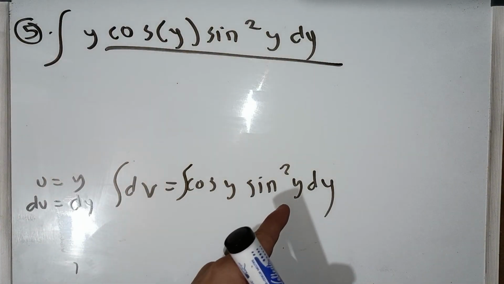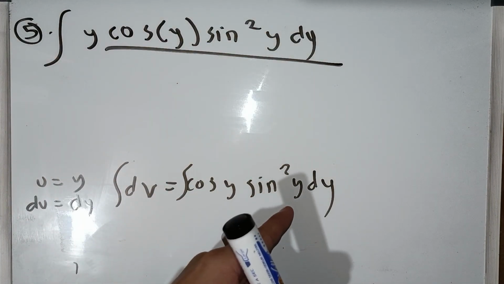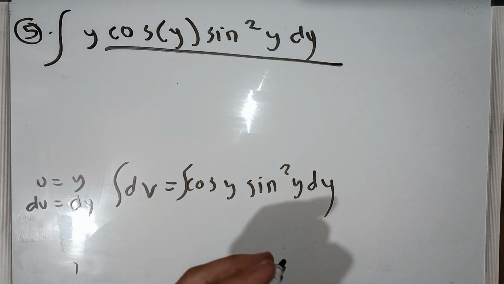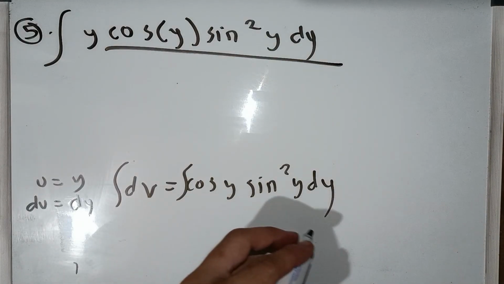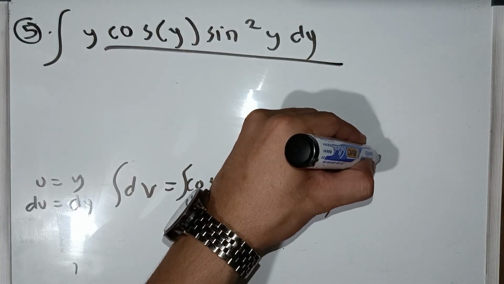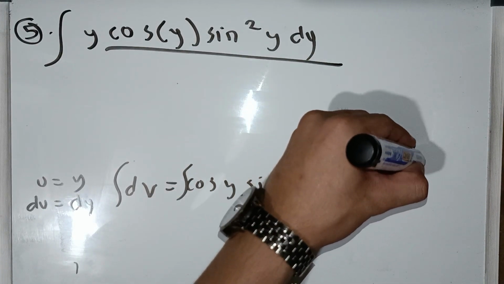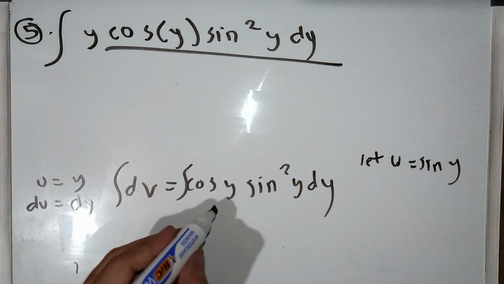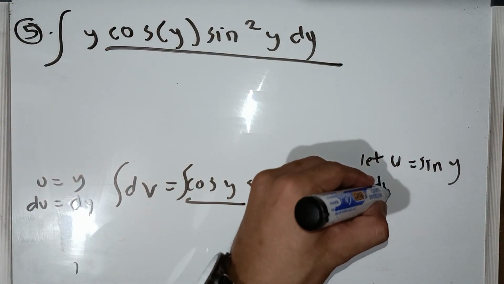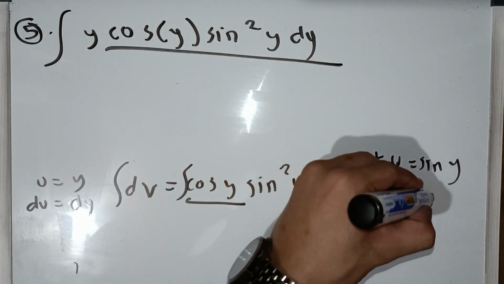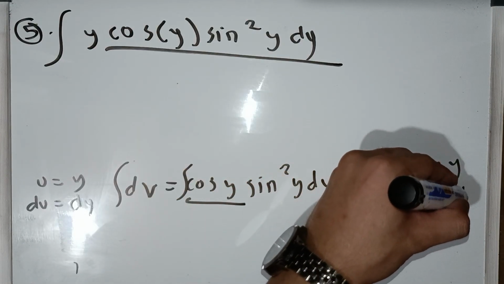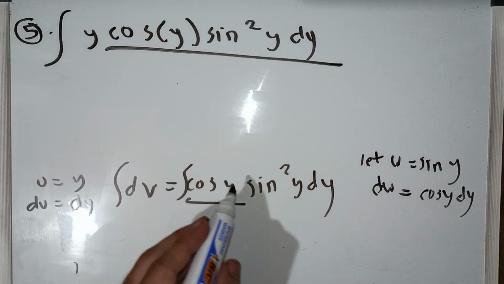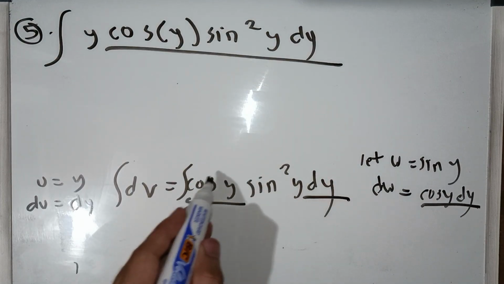To get the v, let's integrate this. In this part, we can still use the u substitution, but since we already have a value of u, let's use another variable, which is w. So let w be equal to sine y, and the derivative of this will be cosine y, which is this, so dw is equal to cosine y dy. And now we can use that to solve for our equation.